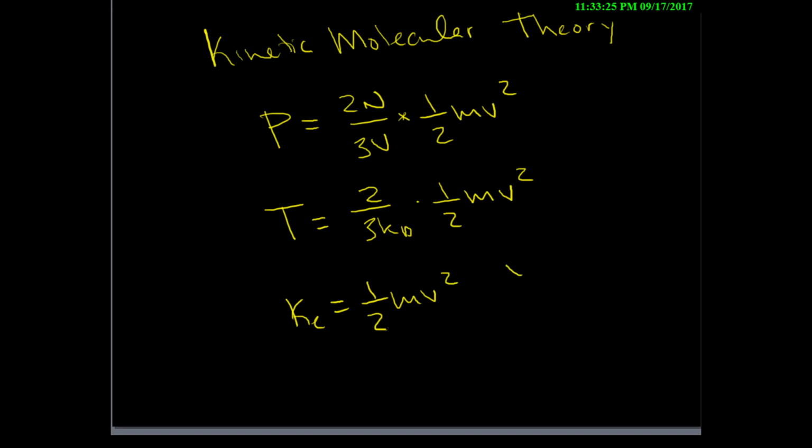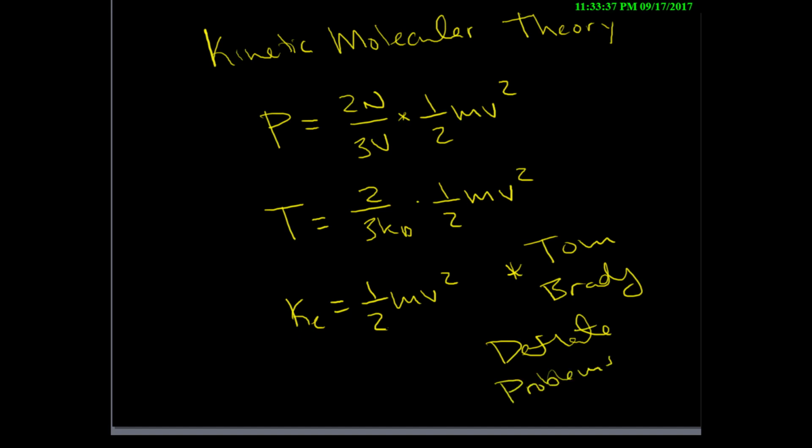And so this is going to relate to problems from Tom Brady and our deflate gate problems. And we want to make sure that we stay very cognizant about our units. So in order to do these problems correctly, let's make sure that we use the right units. Mass should be in kilograms. Our volume should be in meters cubed. And we've got N for the number of molecules. Of course, velocity is meters per second. And last but not least, pressure should be in pascals.